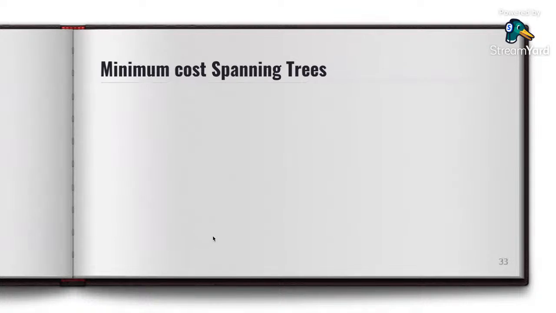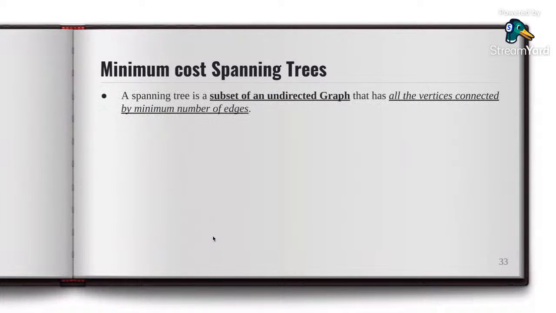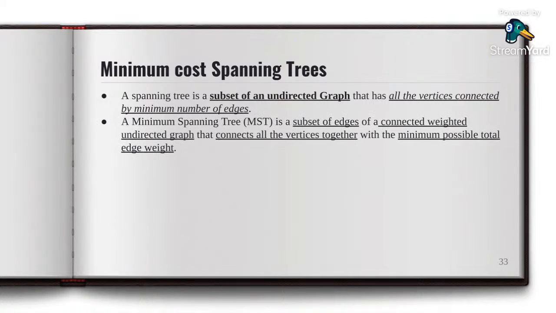Minimum cost spanning tree. A spanning tree is a subset of an undirected graph that has all the vertices connected by the minimum number of edges. So basically, the rule is that all the vertices need to be connected by the minimum number of edges, and of course it shouldn't form a cycle. A minimum spanning tree is a subset of edges of a connected weighted undirected graph that connects all the vertices together with the minimum possible total edge weight.